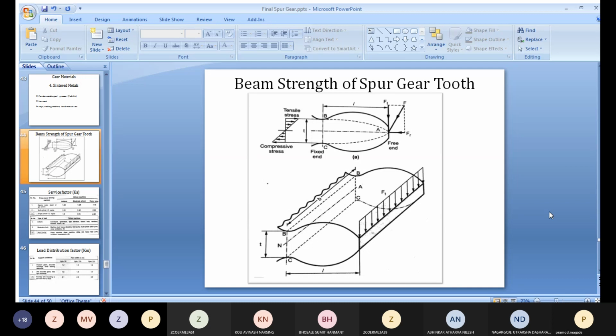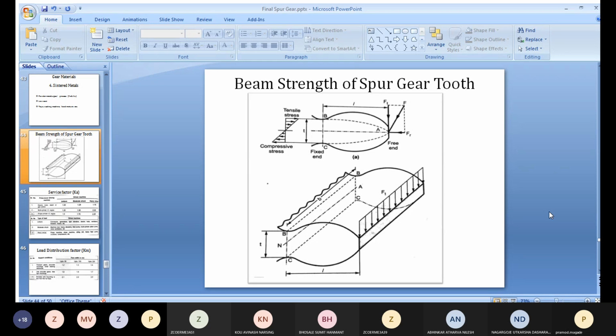The effect of radial force, FR, which produces compressive stress, is neglected. So it means that due to FR, whatever the load condition, whatever the compression, we will have to consider it zero while designing. This was the first assumption.